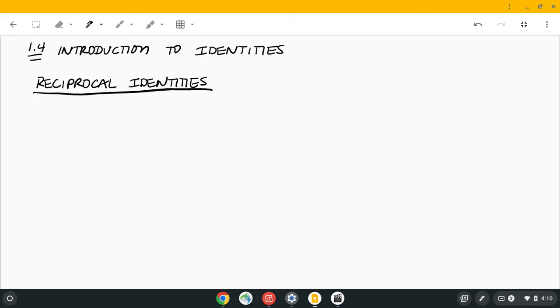The reciprocal identities, we've already touched on a little bit, because we noticed that sine theta and cosecant theta are reciprocals of each other. Cosine theta and secant theta are reciprocals of each other, and tangent and cotangent are reciprocals of each other. Here we say it more formally. Sine theta is the reciprocal of cosecant, and cosecant is the reciprocal of sine.